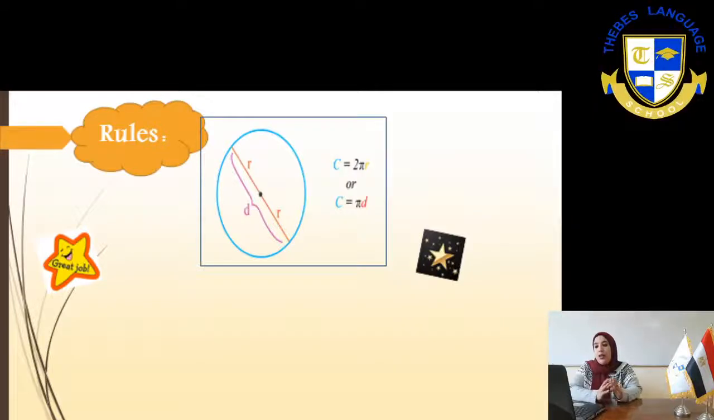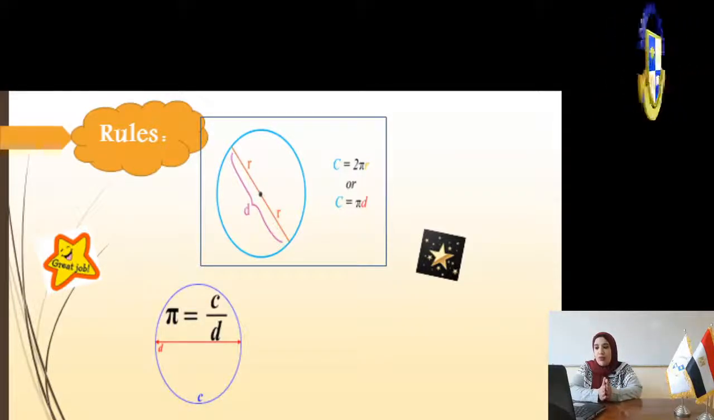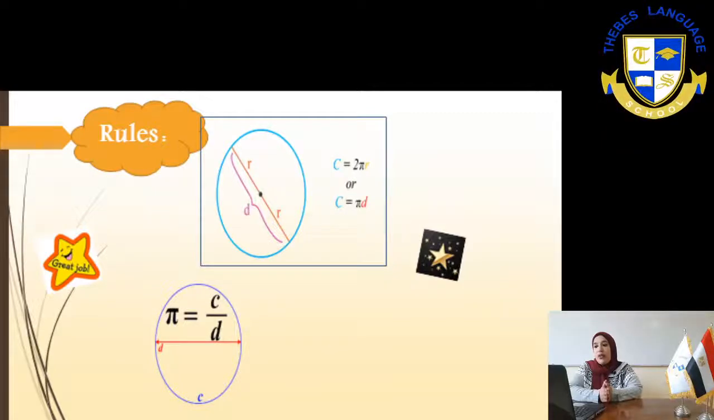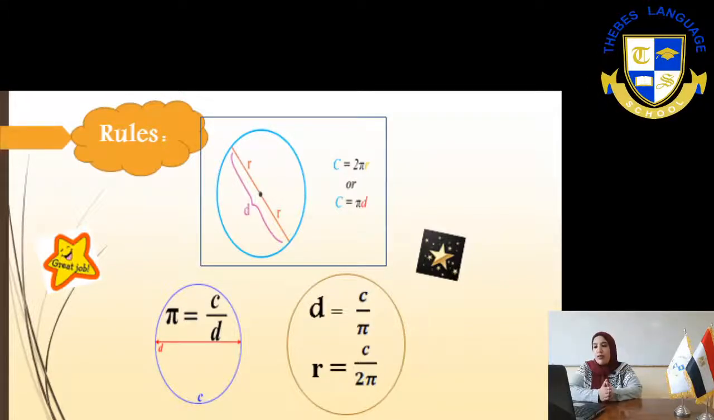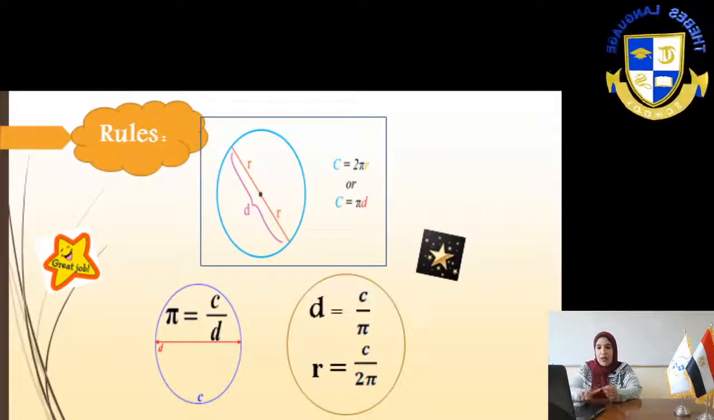To get the pi, it will be circumference over diameter. To get the length of the diameter, it will be circumference over pi. The length of the radius will be circumference over 2 pi.